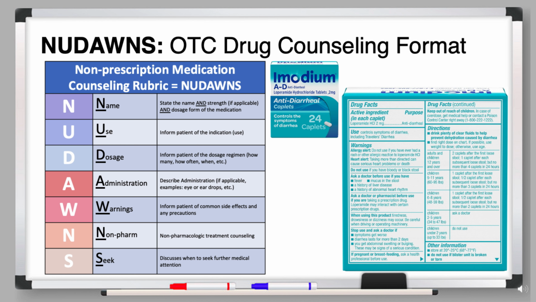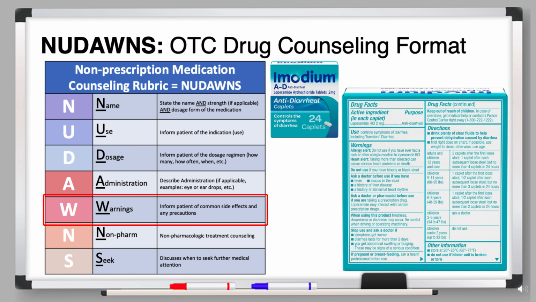So let me end by having you listen to this format used while counseling a patient on the product Imodium AD antidiarrheal caplets. The name of the product I am recommending for you is Imodium AD 2 mg caplets. This medicine is used for the temporary relief of diarrhea. Begin by taking 2 caplets by mouth after the first loose stool, then take 1 caplet after each subsequent loose stool. Do not take more than 4 caplets in 24 hours. Take this medicine by mouth with a full glass of water and continue to drink plenty of clear fluids to help prevent dehydration caused by diarrhea.